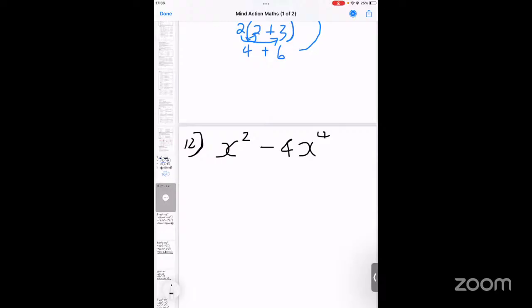I took out the, what's it called, I took out the x to the power of 2. I took out x to the power of 2 from the 4x to the power of 4. So I said x to the power of 2.